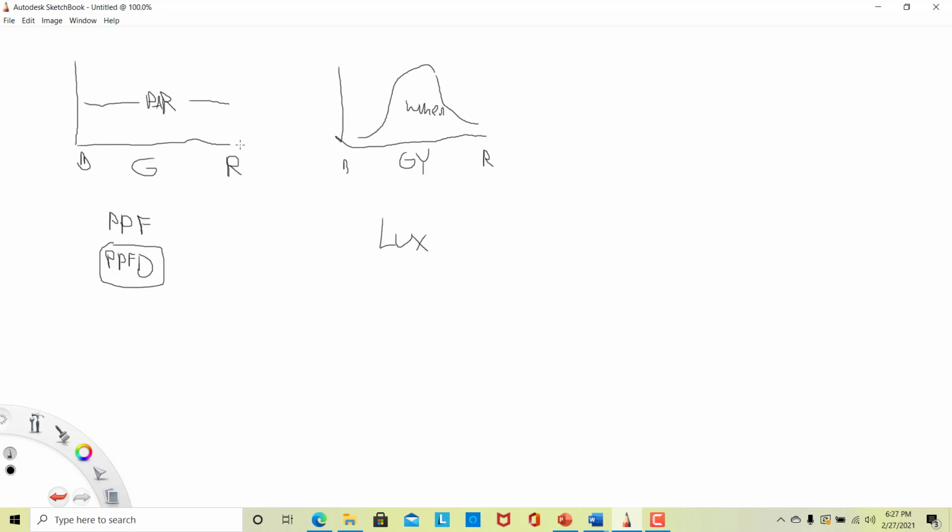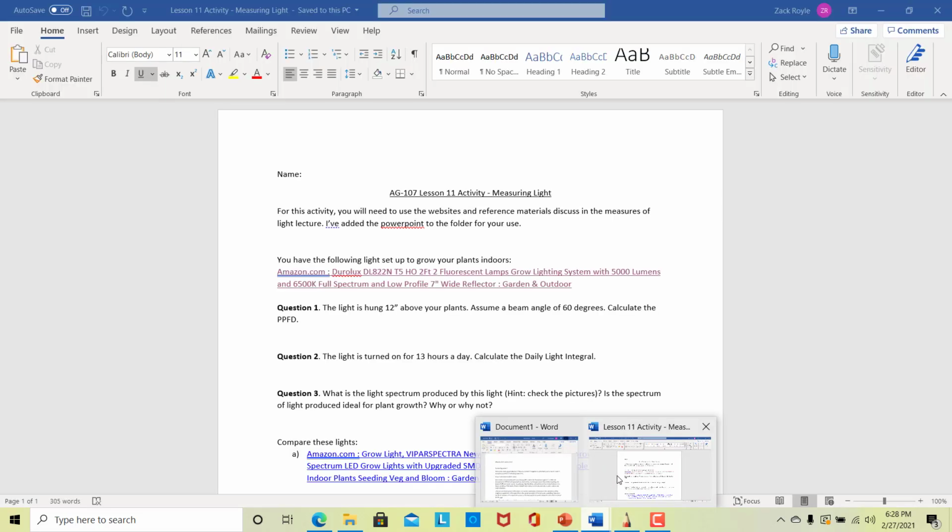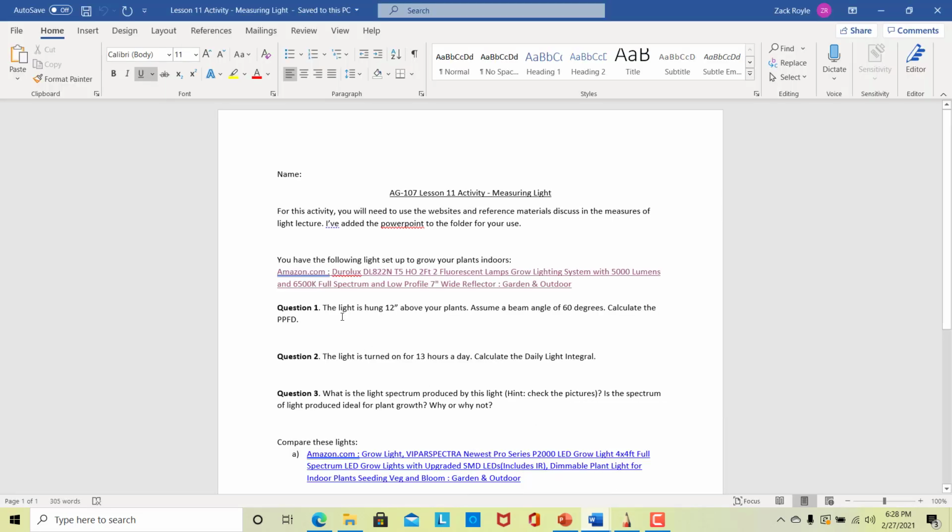So in order to get this value, luckily, there are websites and tables that will allow us to convert lumens to lux, and then lux to this PPFD value. And that's what you have to do with this first question of your lab. So if we pull it up here, the first question is that you have this following light setup. And I give a link to it, and we're going to go to it in a second.